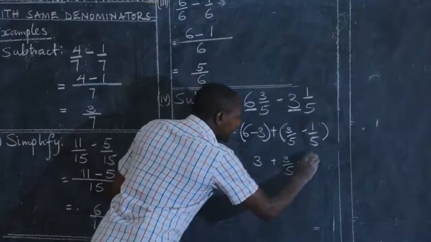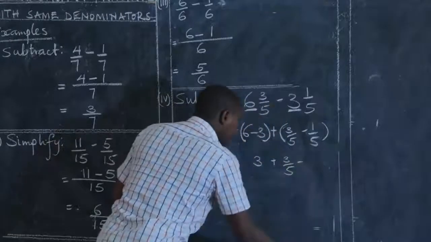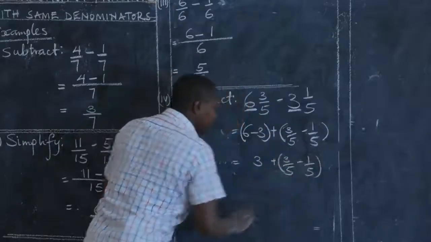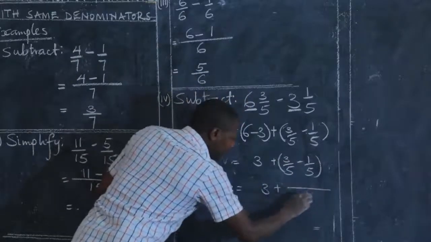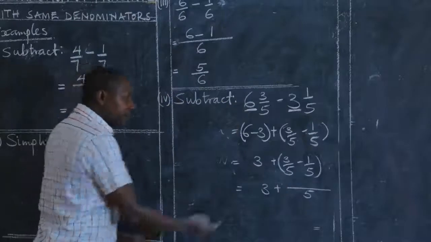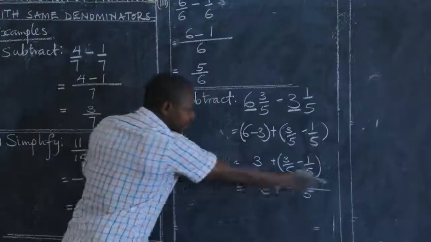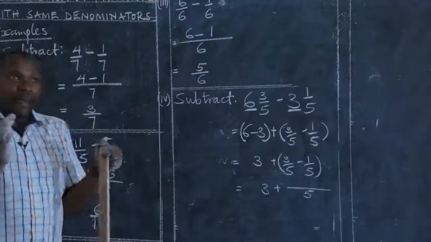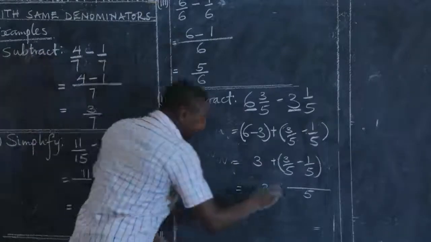take away 1, or a fifth. Still, keep the common denominator and subtract. Remember, we got 3 by subtracting. Likewise, we are going to get the other side by subtracting. Then we join the plus sign, we join the whole number and the proper fraction.